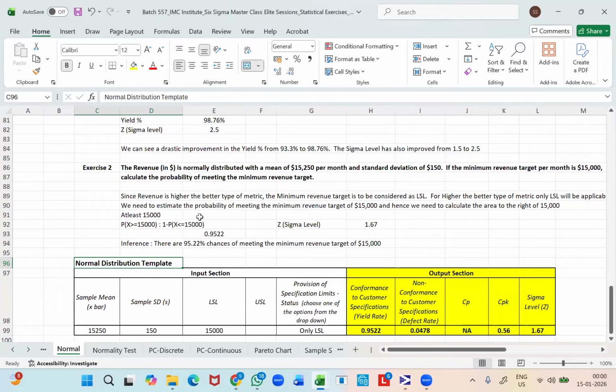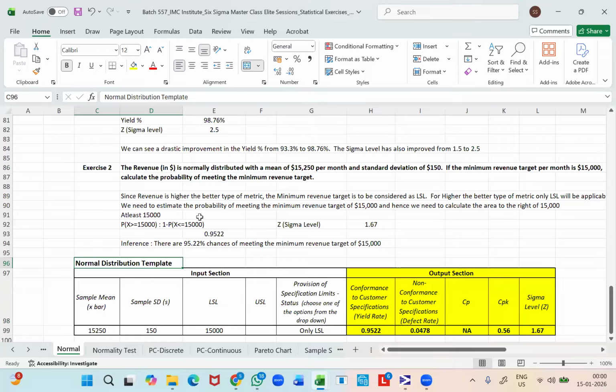But if mean is not aligning with the target, we need to find out to which side the mean is actually tilting towards. So keeping target as the reference point, where target will be the midpoint between LSL and USL for nominal the better kind of metric, we need to find out whether the mean is tilting towards the LSL side or the USL side. If it is tilting towards the LSL side, we need to apply the LSL side formula to calculate the sigma level. If it is tilting towards the USL side, we need to apply the USL side formula to calculate the sigma level.